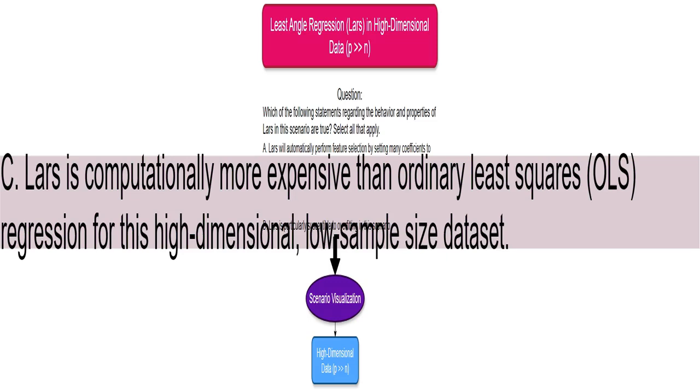Ordinary least squares, OLS, solves a system of linear equations. For high-dimensional data, this process can become computationally very expensive. LARS, on the other hand, iteratively adds features. This usually means LARS will be less computationally expensive than OLS in high-dimensional settings. Remember that computational efficiency can be important when working with very large datasets.